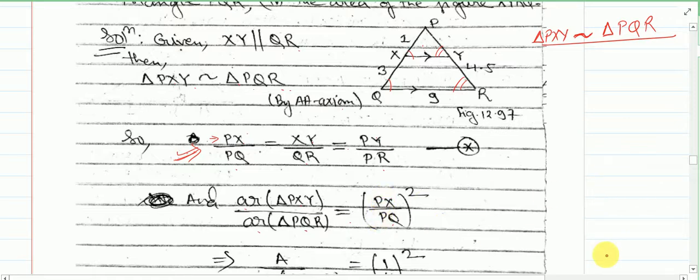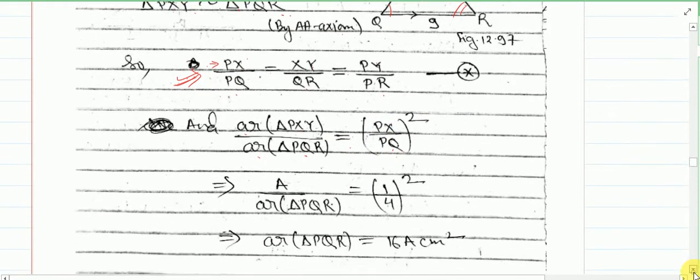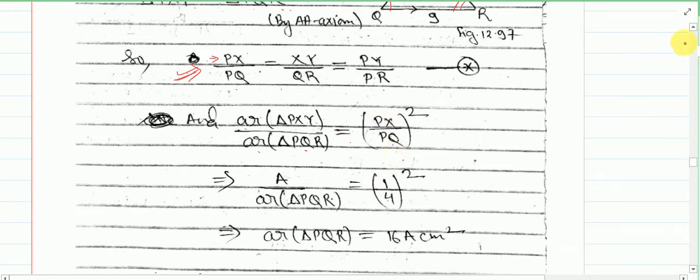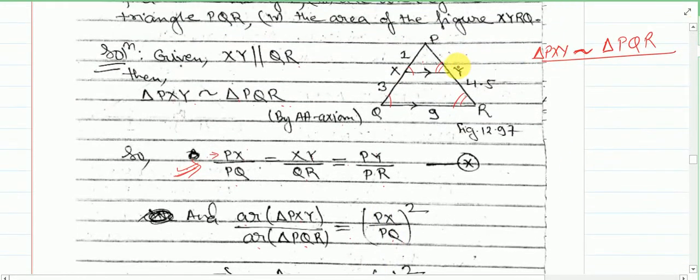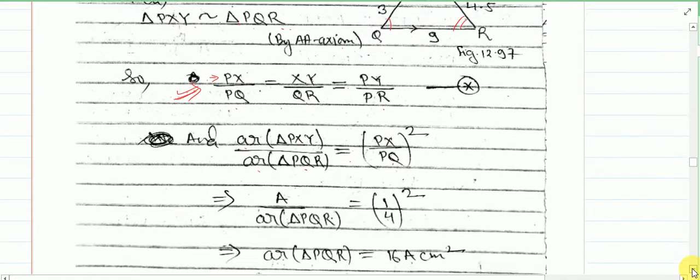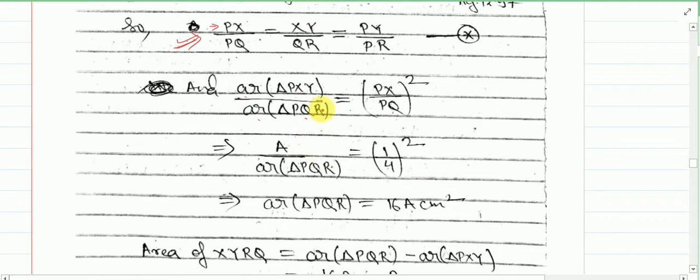Now you substitute the values. So PX, you can see, is 1 and PQ will be 1 plus 3, that is 4. The area of the small triangle was given to be A, so I can write A upon area of triangle PQR is equal to 1 upon 4 whole square. So area of triangle PQR will be equal to 16A centimeter square. Okay, so you got the area of the bigger triangle.